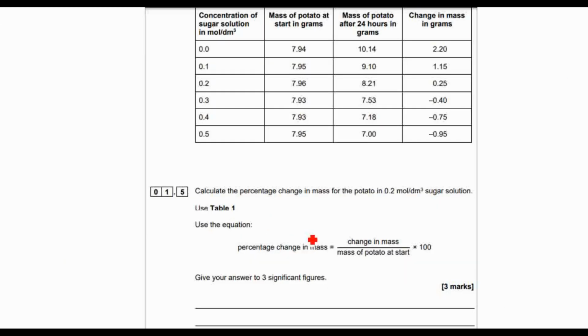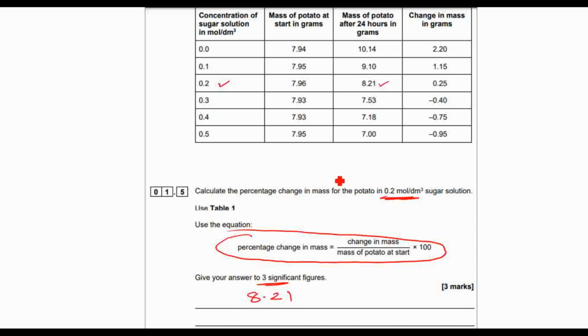All right, and finally, we spoke about this percentage change in mass. It's to 3 significant figures, 3 marks. That's an easy 3 marks. Okay, for the 0.2 moles per dm cubed. So let's look at that. Do we have the final mass? Yes, we do. So the final mass is 8.21. The initial mass is 7.96. Okay, you're going to divide all of that by 7.96, which is the mass at the start. You're going to times that by 100.